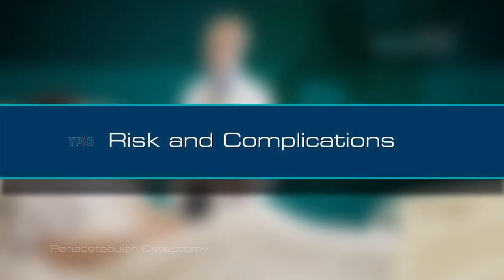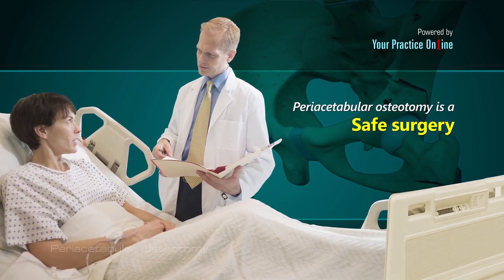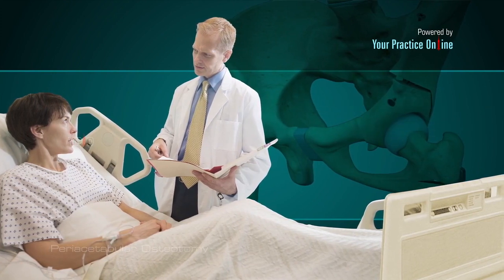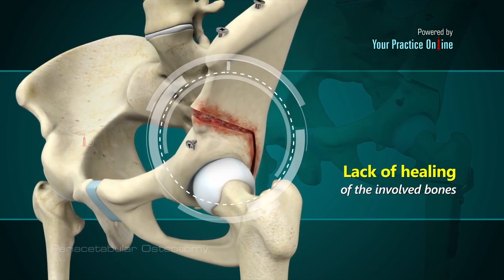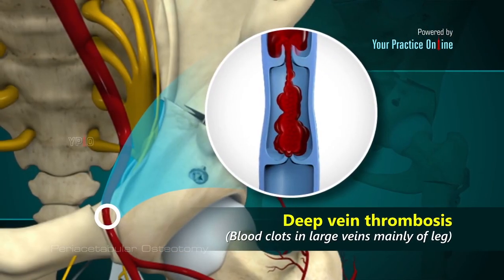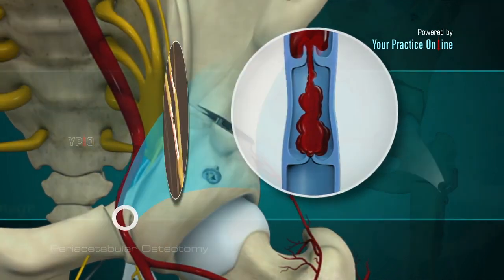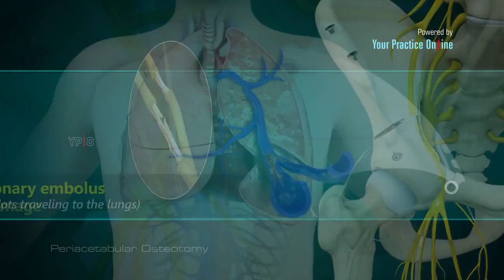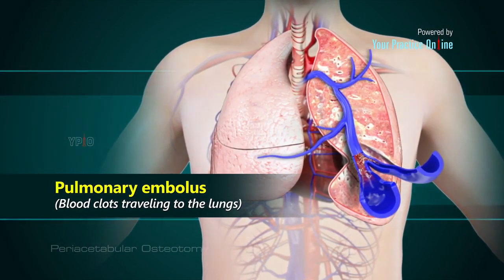Risk and complications. Periacetabular osteotomy is a relatively safe surgery. However, complications can occur and may include lack of healing of the involved bones, wound infection, deep vein thrombosis, blood clots in large veins, mainly of the leg, nerve damage, and pulmonary embolus, blood clots traveling to the lungs.